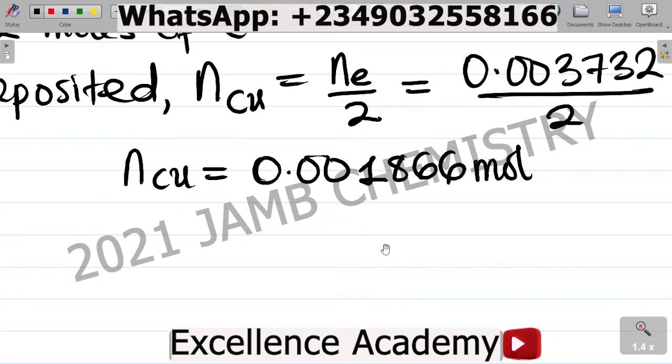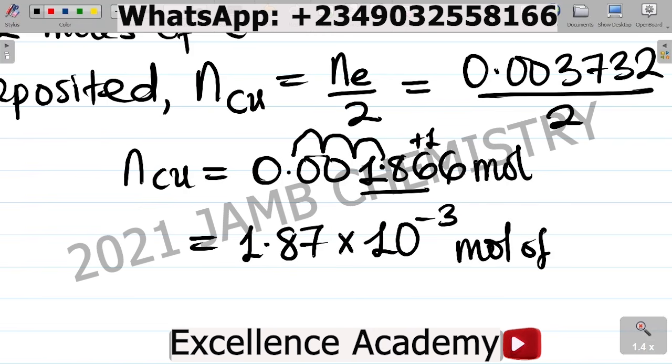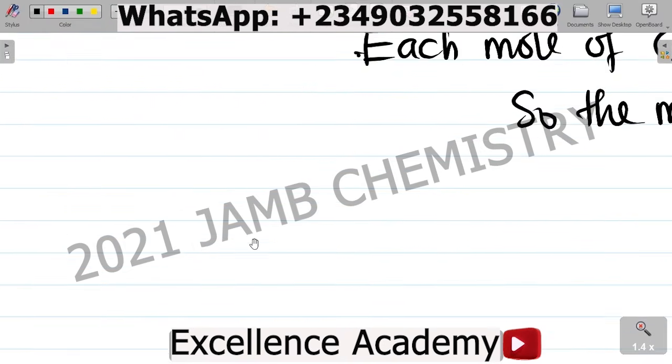All right. Let's express this value in index form. This is equal to 1 point, let's put the point here, so this becomes 1, 2, 3, that's minus 3. But what I have here is 1.86, the 6 plus 1 gives you 7, so 1.87 times 10 to the power minus 3. I went back 3 times. So 1.87 times 10 to the power minus 3 moles of copper(II) ion is my answer. Let's see.